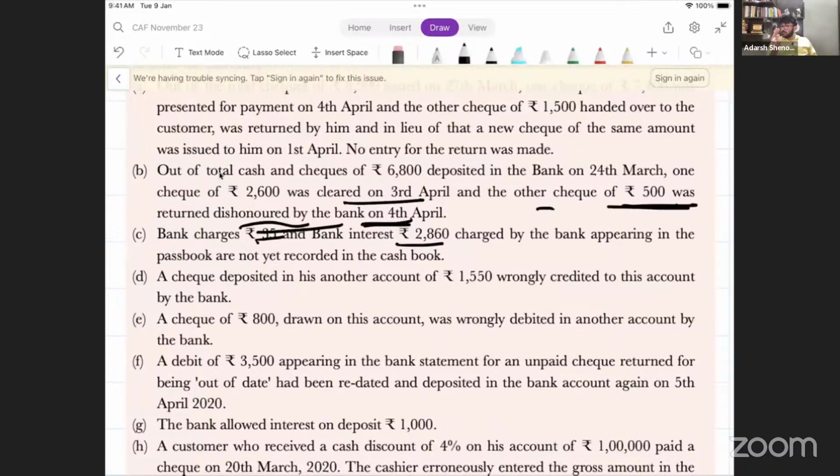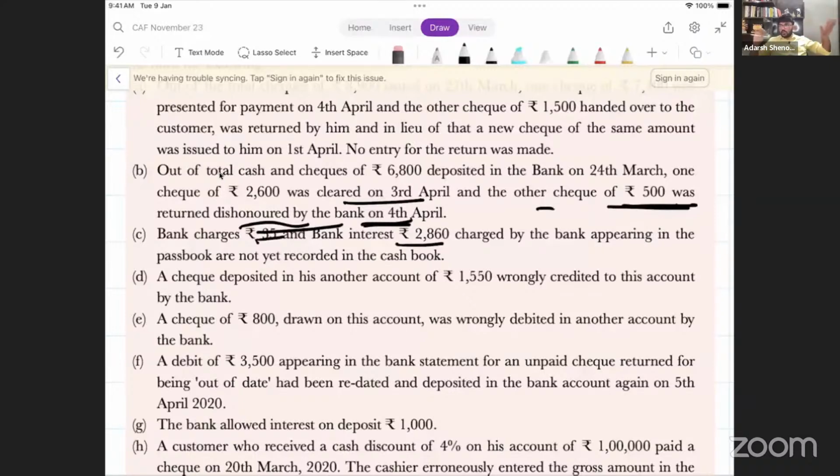If they had mentioned that it was credited in the passbook, I deposited the check and they credited it, at that time, yes, it does not make a difference. You're right. But here they have not mentioned that. They have said it was dishonored later. On 4th April itself, it was dishonored. So no entry was made in the passbook till 31st of March.